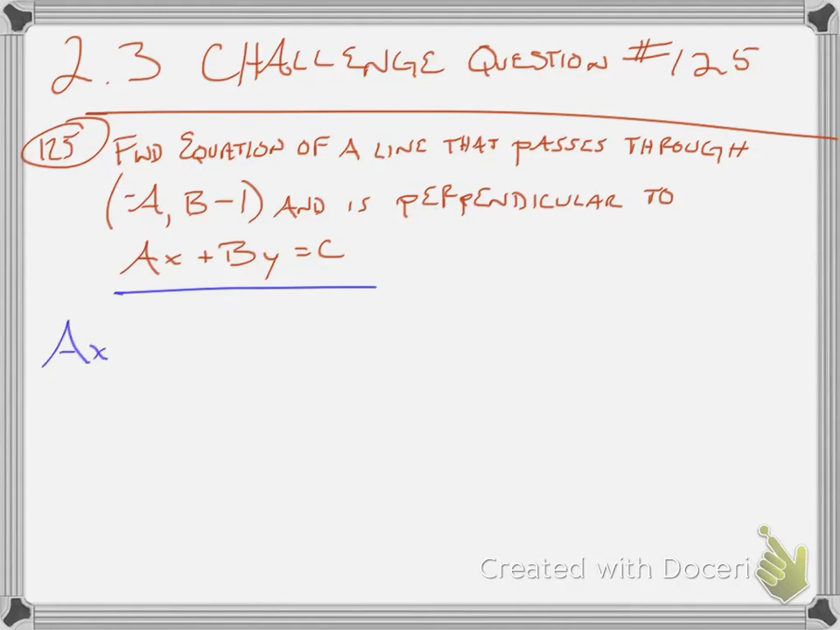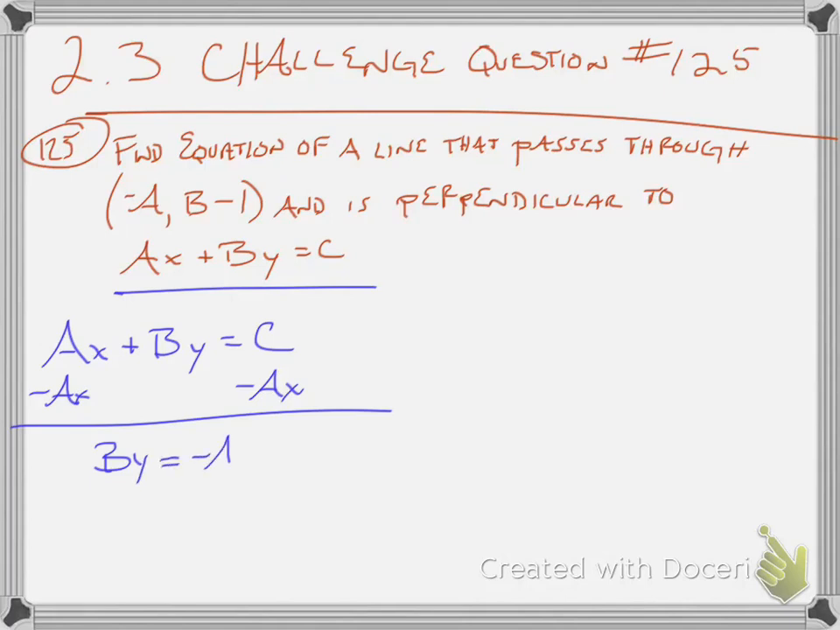So in order to find the slope, I have to isolate y. So I'm going to subtract ax. The only difference is they're not numbers, they're variables. That's all. So I'm subtracting ax first. By is equal to negative ax plus c, and then divide by b, and I have to do it to every term. So I get y is equal to negative a over b x plus c over b.